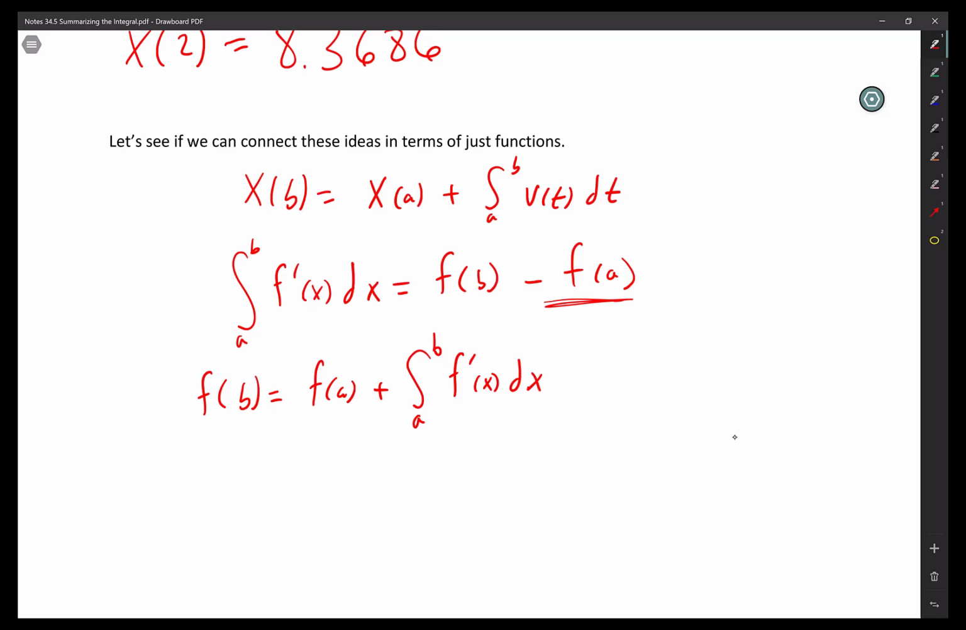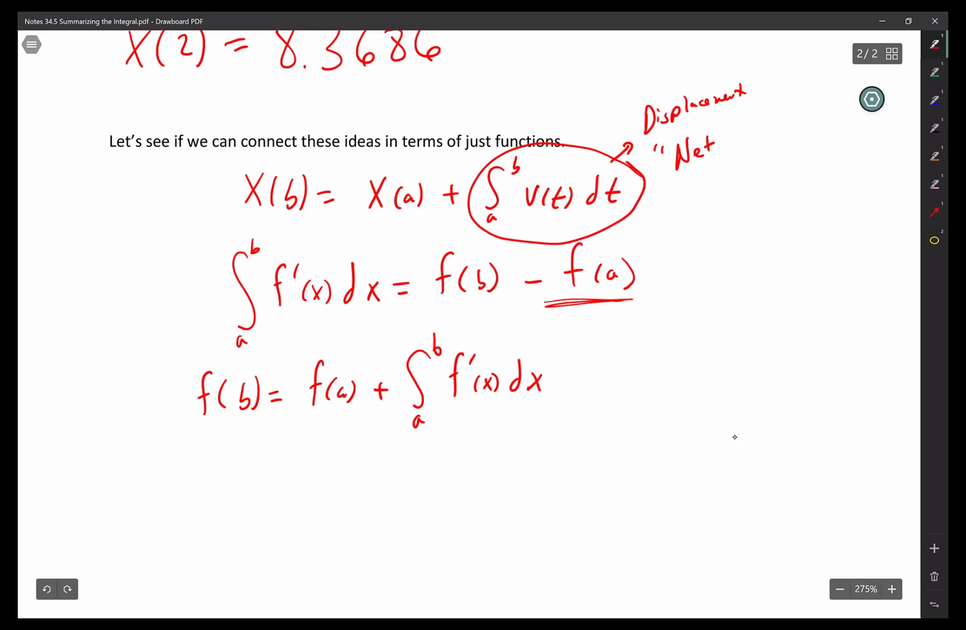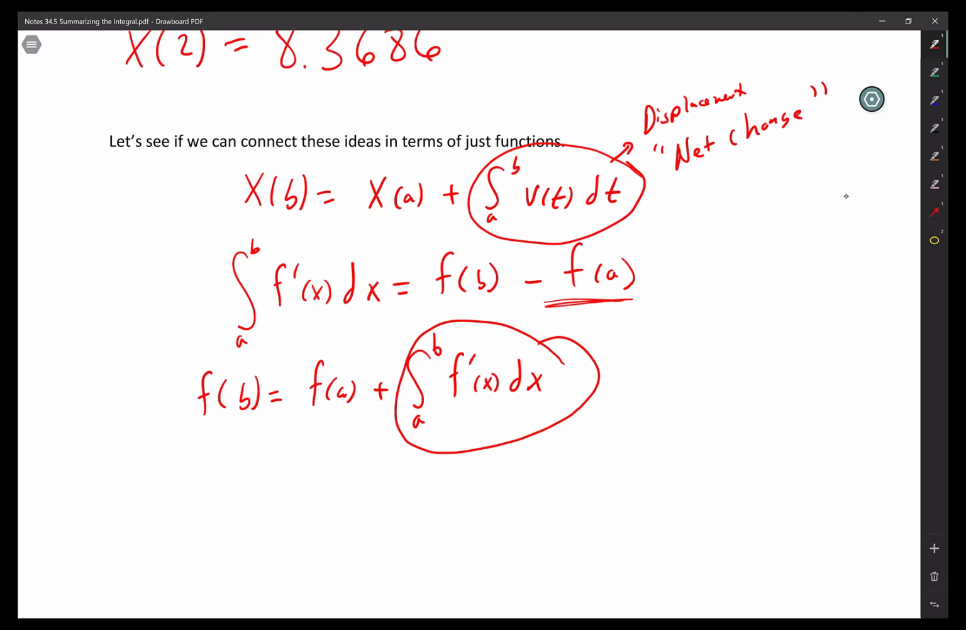Remember, guys, on this top one, this stood for displacement, which we said is like net change in distance. Well, on this one down here, this is the exact same thing, guys. It doesn't stand for displacement this time because I'm calling it f prime. So instead of calling it displacement, I'm going to call this, will tell me the net change of f. Because that's what this is. That's what this is up here in blue.